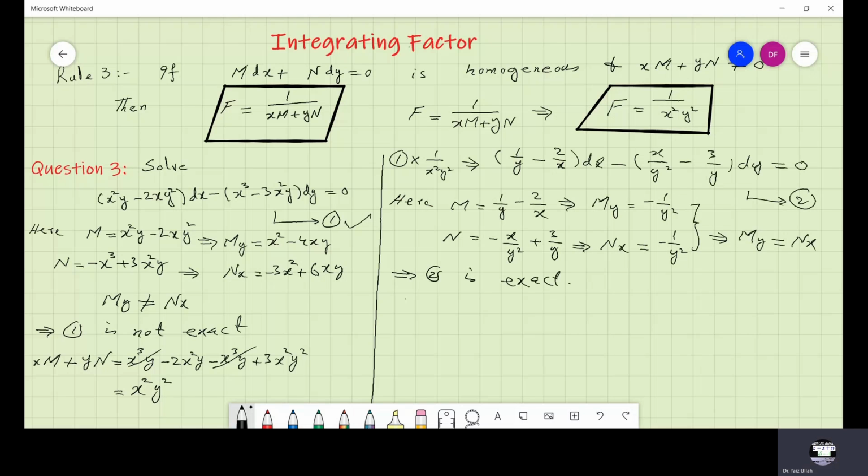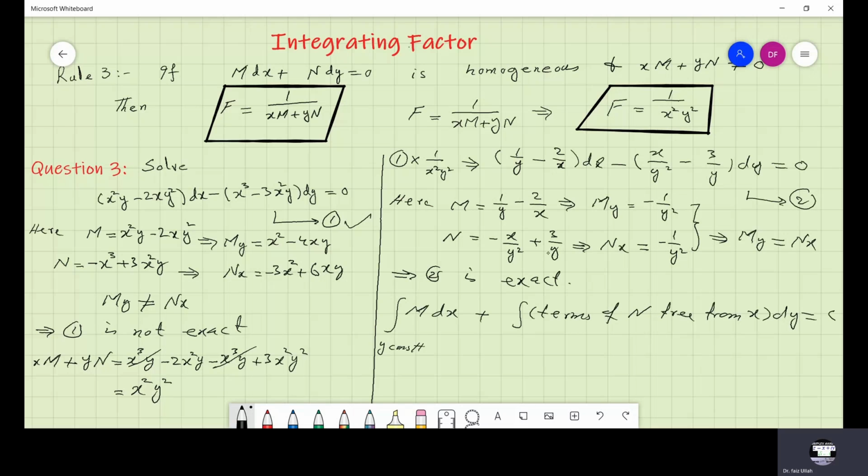Now we can use the formula for the solution of this differential equation: integration of m with respect to x keeping y as constant, plus integration of those terms of n which are free from x, dy is equal to c.